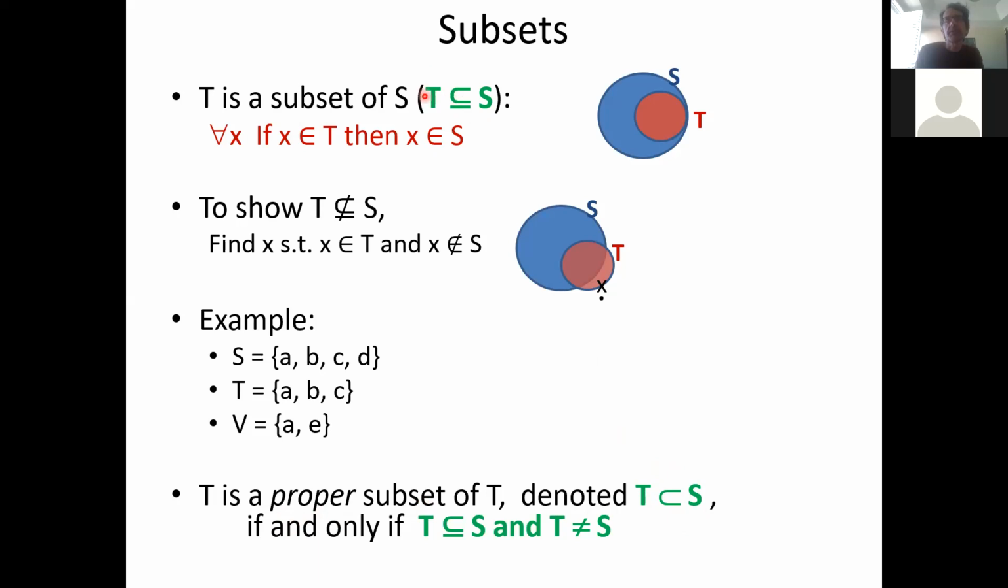Which simply means that T is a subset, but also it can be equal to S, right? Because in particular, if T and S are the same sets, this implication is true. It's a triviality. If X is in set T, then X is in set T. It always works. So if T and S are the same sets, you can always write this relation between them. But if T is a proper subset of S, which is denoted with this symbol, that is true only if T is a subset and they're not equal.